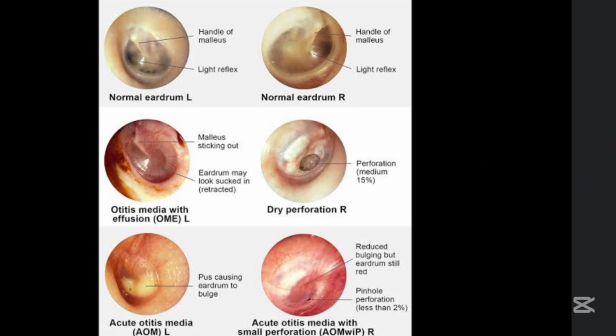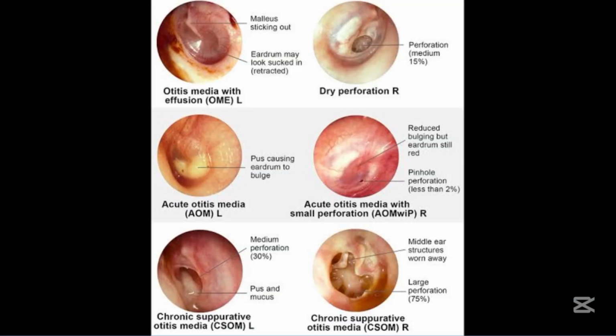Classification: an acute perforation can develop suddenly, often due to trauma or an ear infection, and a chronic perforation has been present for more than 3 months. Other considerations: we will see whether the perforation is traumatic, and a traumatic perforation can result from a blunt or penetrating trauma to the ear canal or from rapid pressure changes.